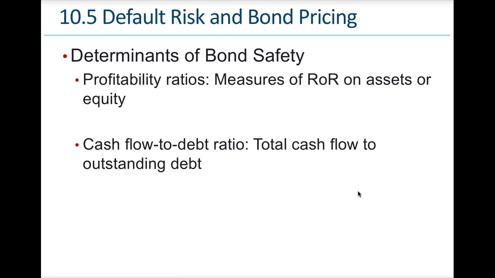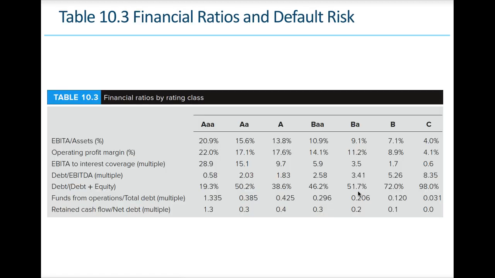Now, profitability ratios, we could look at the return on assets, the return on equity to measure how profitable the firm is. So more profitable firms have safer bonds. If we look at the cash flow to debt ratio, this could also tell us how well the company's managing the cash. And companies that manage their cash better have more stable, lower risk bonds.